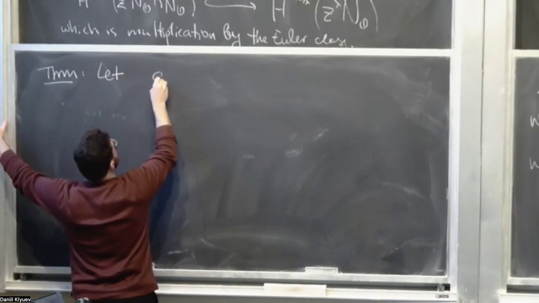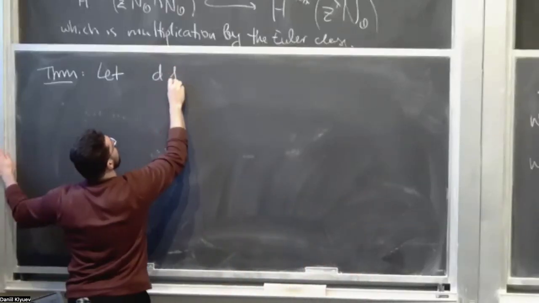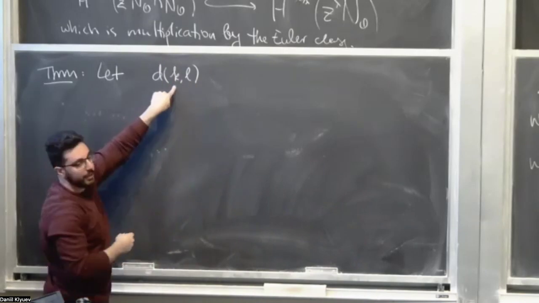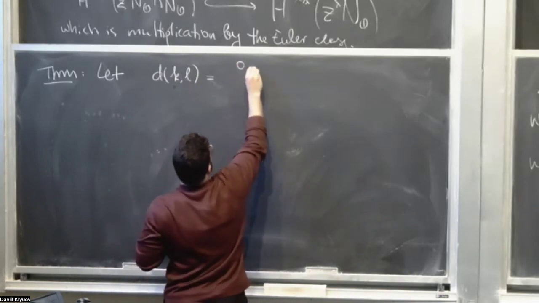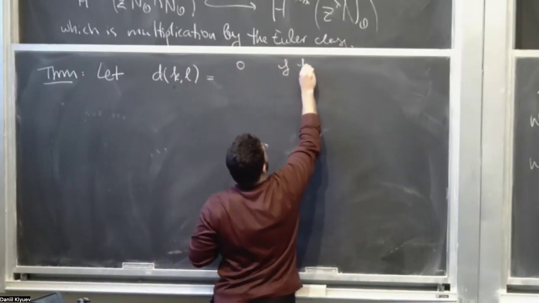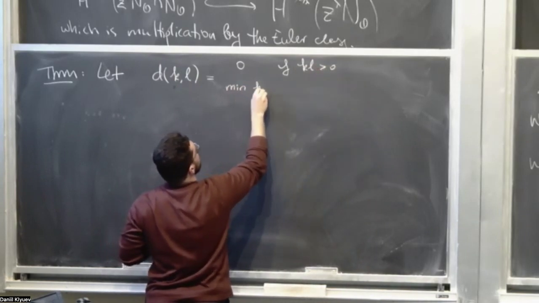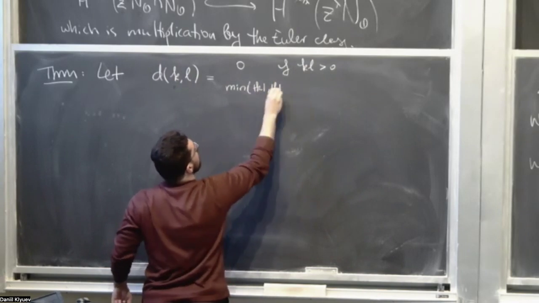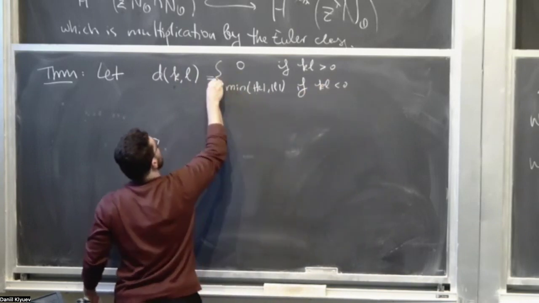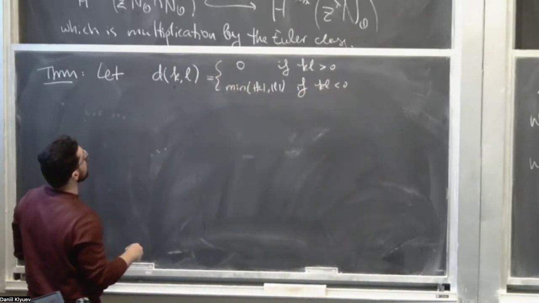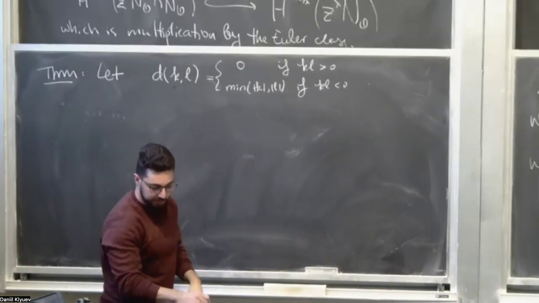Let D, what was the notation? D(K,L) for two integers K and L. We're going to plug in values of characters in this function. So this is 0 if K and L have the same sign, and the minimum of the absolute values if not. Again, one of them can be 0, but then the numbers coincide anyway, so it's fine.